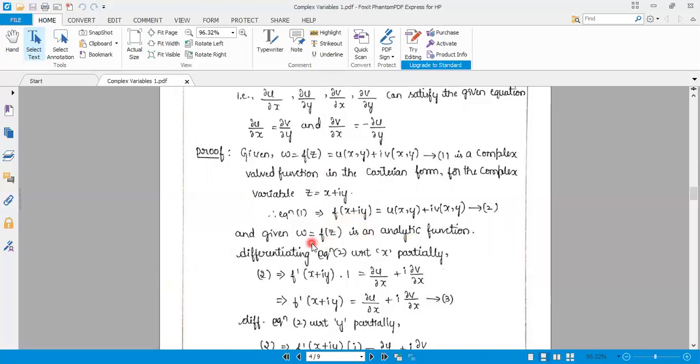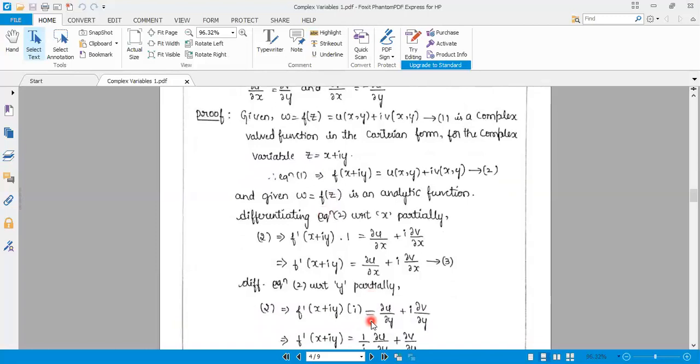Now substitute f of z as u plus iv. So now differentiate this f with respect to x, which can be written as f dash of z equals dou u by dou x plus i dou v by dou x. Similarly, we can differentiate equation 2 with respect to y partially.